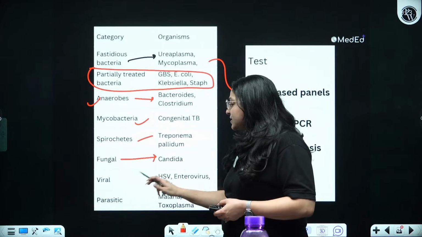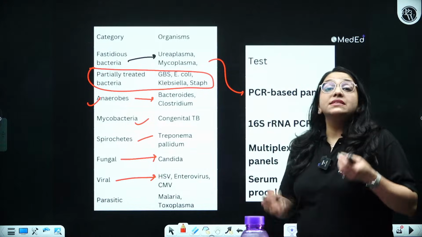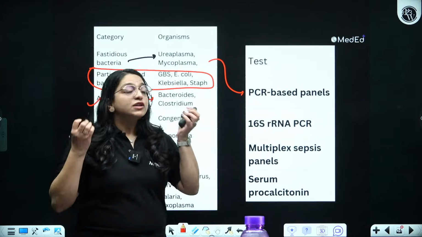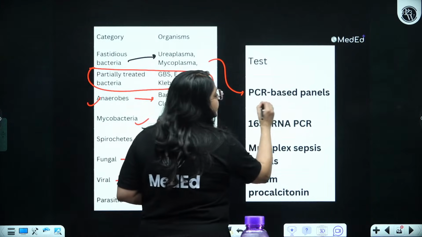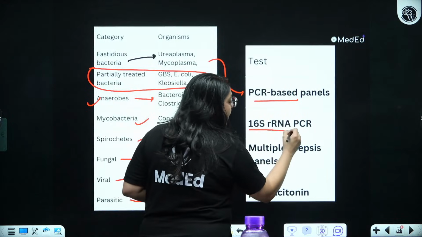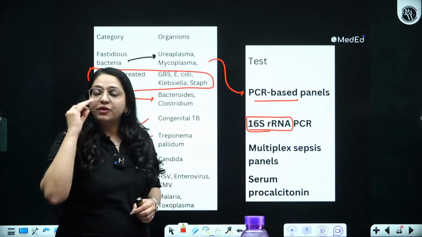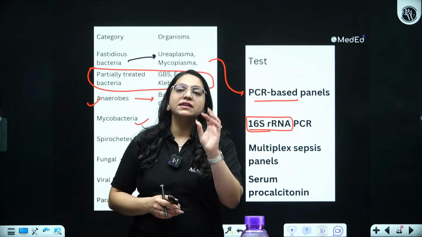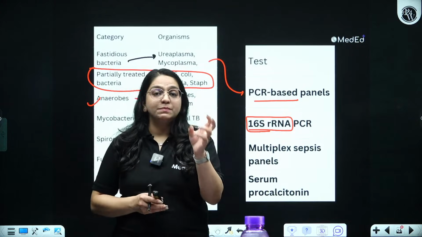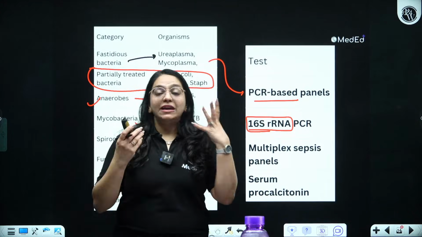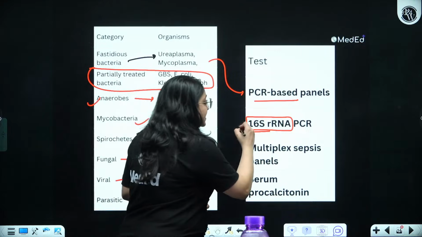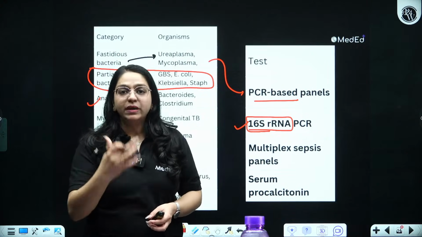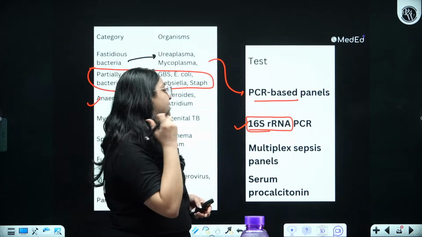Spirochetes, fungal such as Candida, viral such as HSV, enterovirus, cytomegalovirus, and parasitic such as malaria, toxoplasma. So many causes can happen, so it is very important that you go for PCR-based panels. The 16S rRNA PCR, I always tell you, is the first detector of a bacterial infection. If nothing is coming positive and you are still suspecting bacterial meningitis or sepsis, because that is in fact the most common infectious cause of neonatal sepsis, then a 16S rRNA tells you that some bacterial infection is there at least. It won't be able to identify it, but it is a marker of bacterial infection.